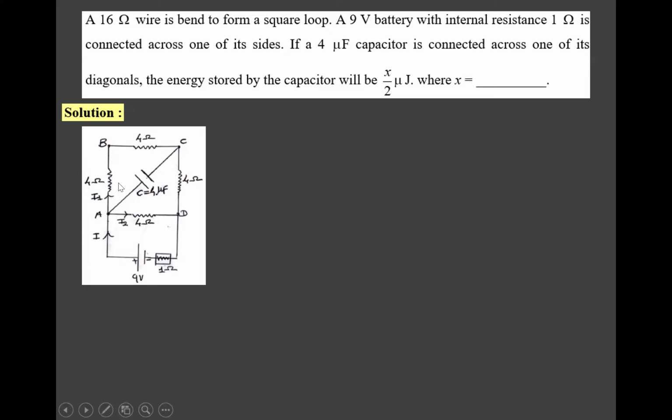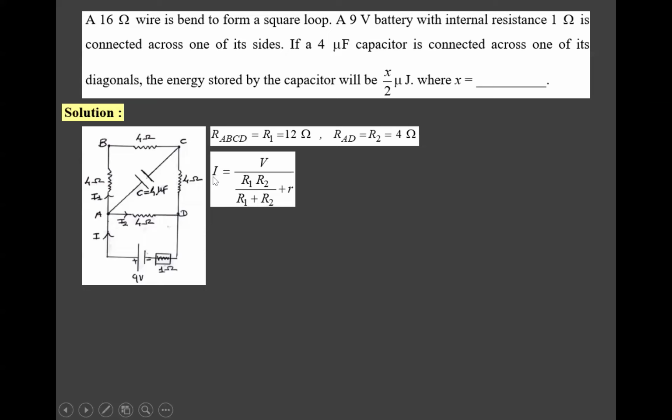So let's first calculate the current drawn from the battery, that is I. Now see here, this upper branch A, B, C, D has the total resistance 4 plus 4 plus 4, that is 12. And this branch AD has the resistance 4. And these 12 ohm and 4 ohm are parallel to each other.